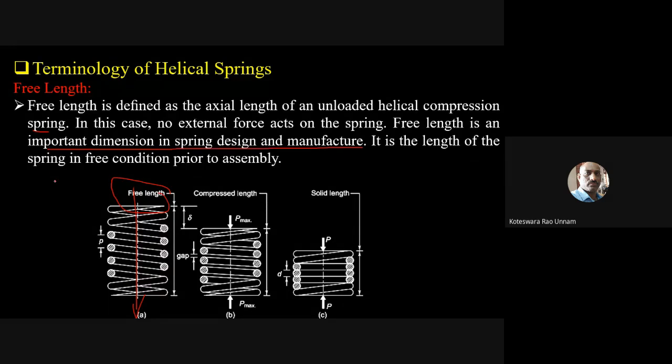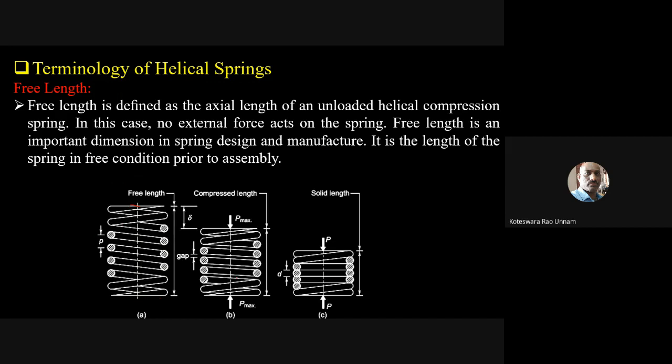It is the length of the spring in free condition prior to assembly. Before taking it to the assembly, that is the free length of the spring. We'll call it the free length. That means when there is no load on the spring, the axial distance between the top coil and the bottom coil, we call it the free length.